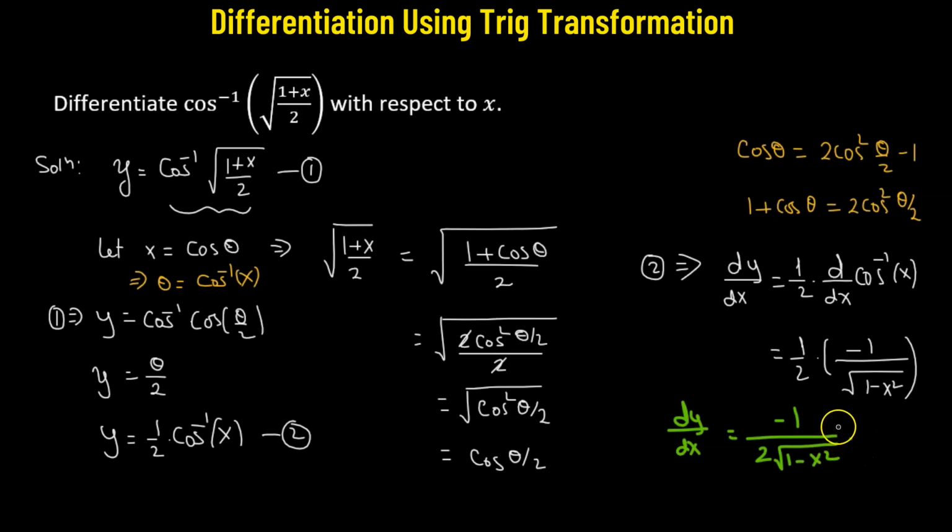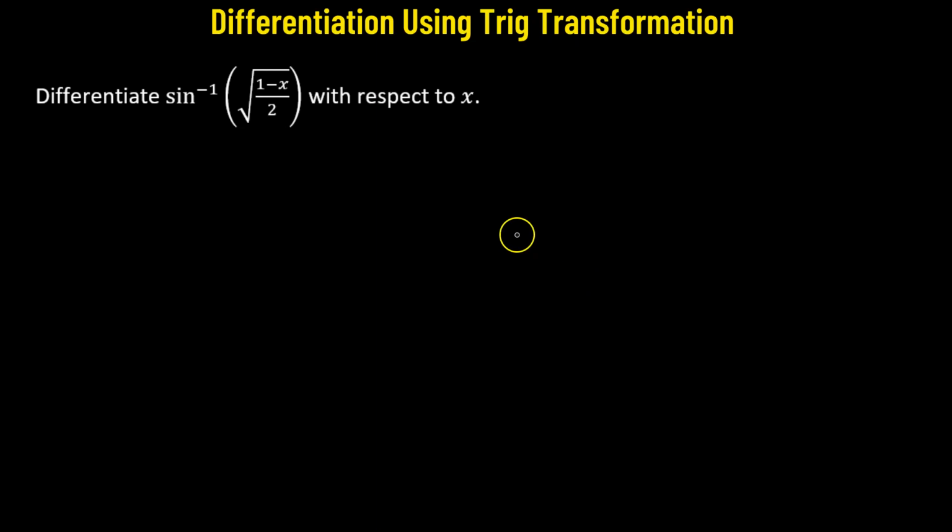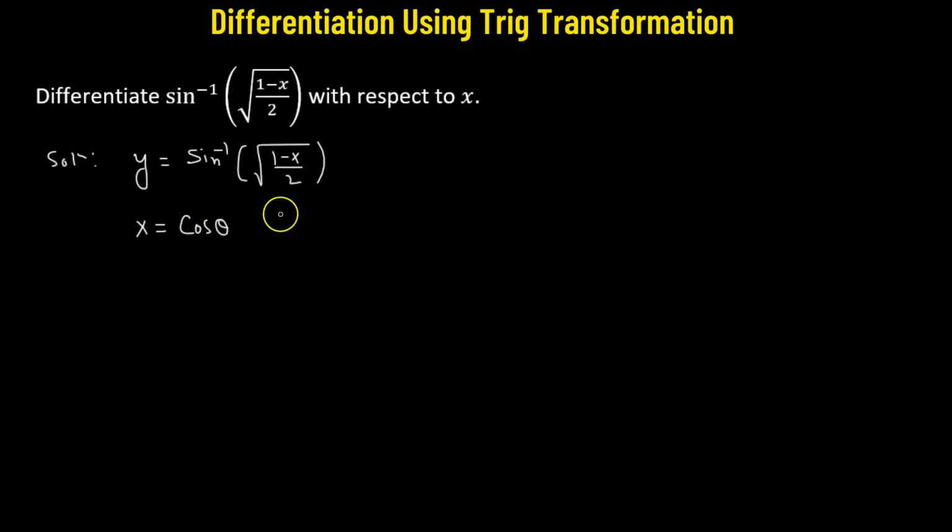Let's move on to the next problem. So here we have to take the derivative of the inverse sine of the square root of (1 minus x) over 2. We'll begin by considering y to be equal to sine inverse of the square root of (1 minus x) divided by 2. Here we're going to make the transformation x equal to cosine of theta, such that the square root of (1 minus x) over 2 will be equal to the square root of (1 minus cosine of theta) divided by 2.